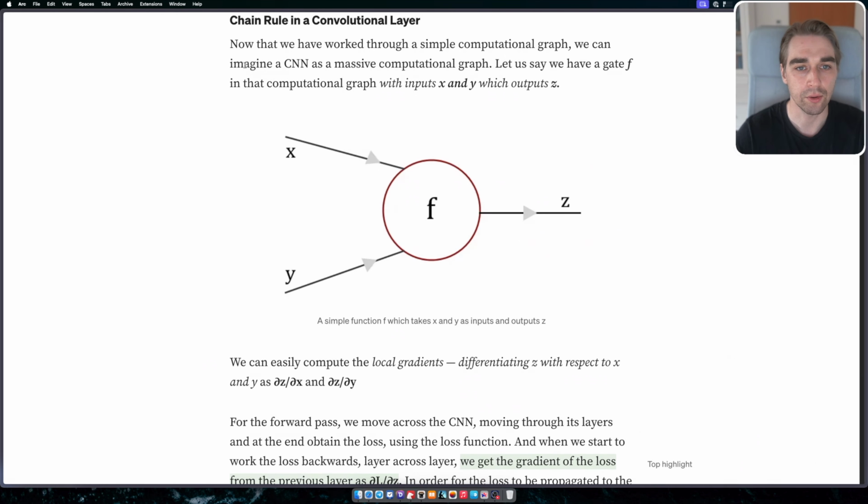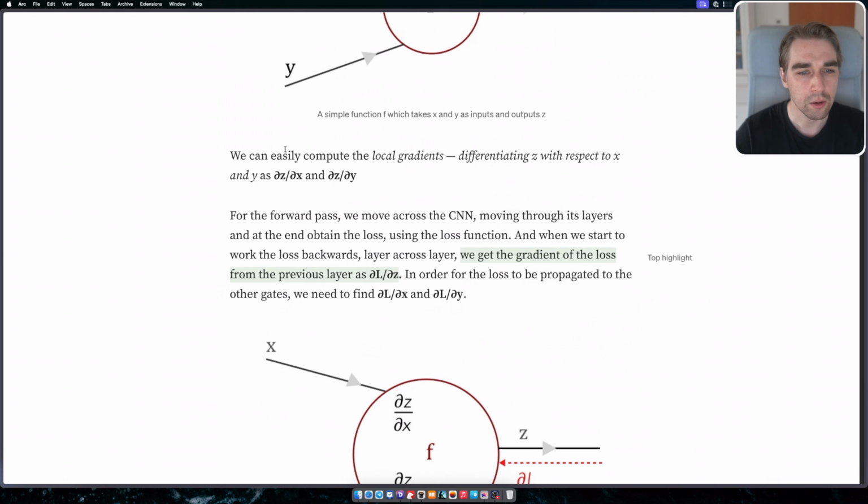Now that we have worked through a simple computational graph, we can imagine a CNN as a massive computational graph. Let us say we have a gate f in that computation graph with inputs x and y, which outputs z. A simple function which takes x and y. We can easily compute the local gradients, differentiating z with respect to x and y as dz/dx and dz/dy. For the forward pass, we move across the CNN, moving through its layers, and then obtain the loss using the loss function.